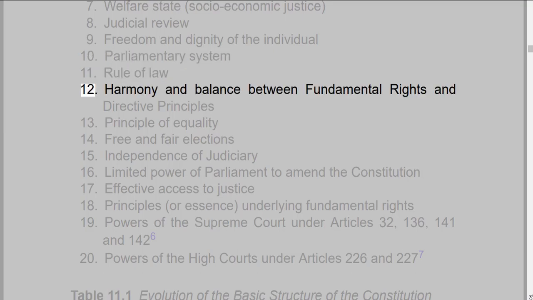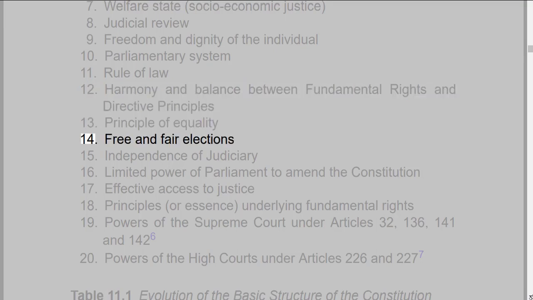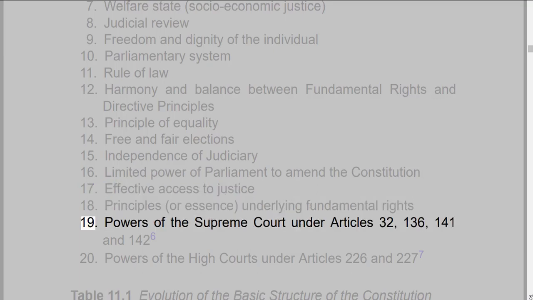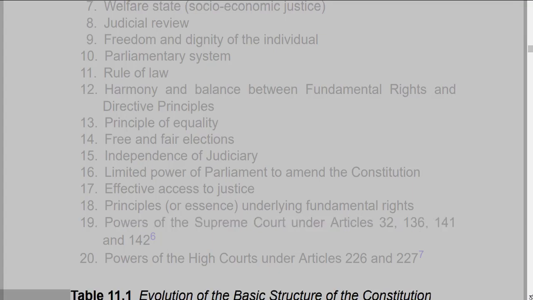12. Harmony and balance between fundamental rights and directive principles. 13. Principle of equality. 14. Free and fair elections. 15. Independence of judiciary. 16. Limited power of Parliament to amend the Constitution. 17. Effective access to justice. 18. Principles, or essence, underlying fundamental rights. 19. Powers of the Supreme Court under Articles 32, 136, 141 and 142.